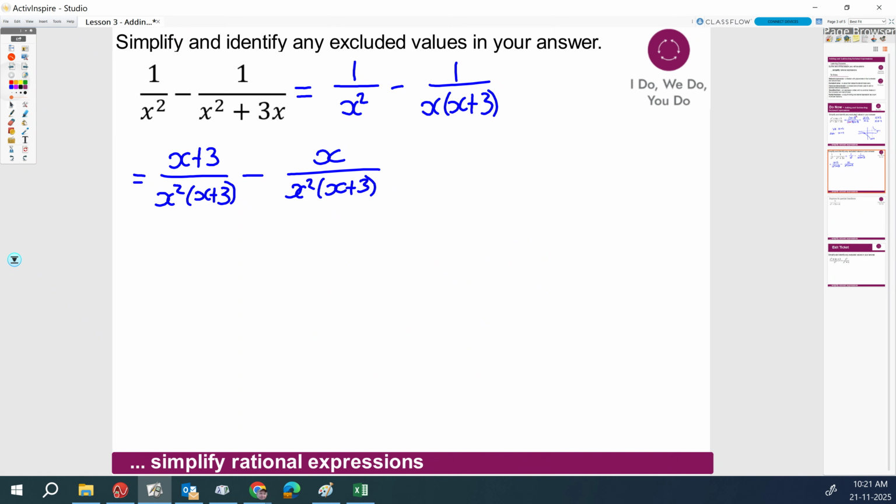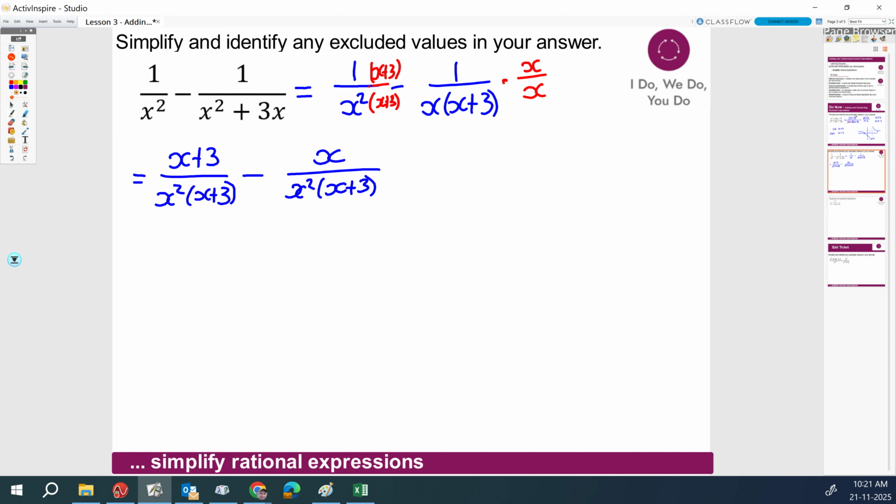So what I'm multiplying by is 1. Here I'm multiplying by x over x. Here I'm multiplying by x plus 3 over x plus 3. You just have to do the same thing, just like a normal fraction.